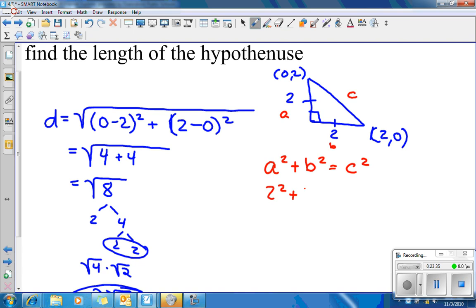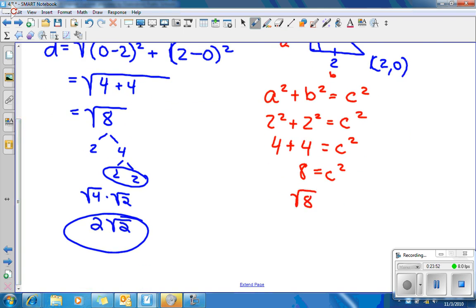So 2 squared plus 2 squared equals c squared. 4 plus 4 equals c squared. 8 equals c squared. All right, take the square root of both sides to get rid of a square. Square root of 8 equals c. And we said that if you simplify the square root, you get 2 square roots of 2. Okay, that is quicker, I think. Because I can do that a lot quicker in my head. But that only works with a right triangle. Good? The distance formula works with anything. You can do it anytime you want.